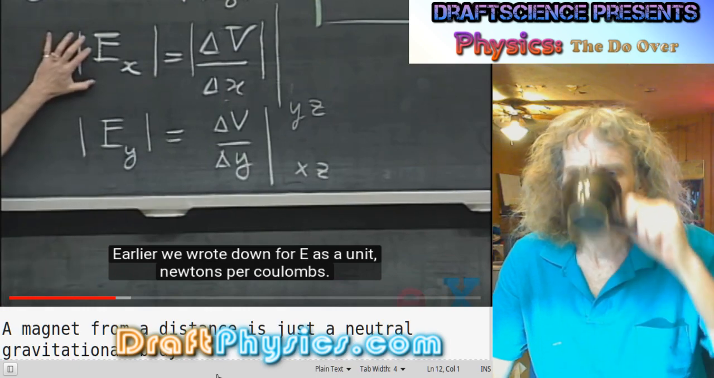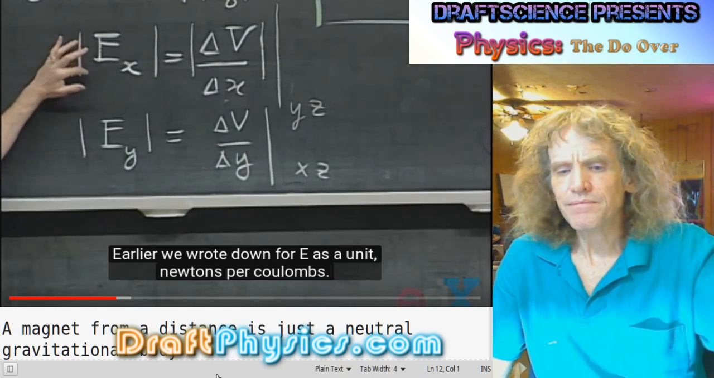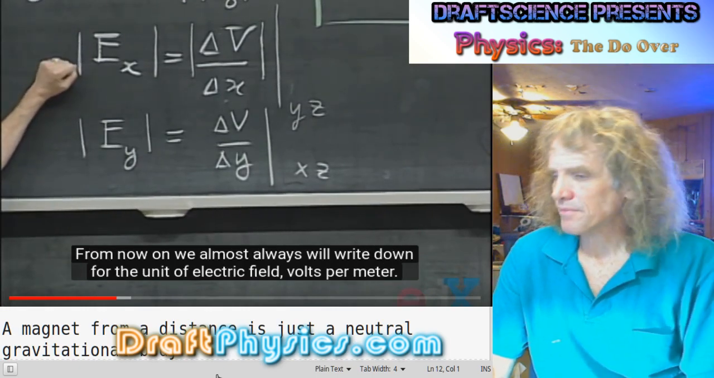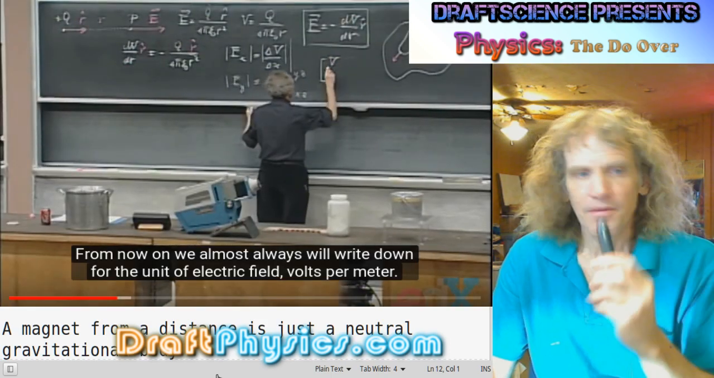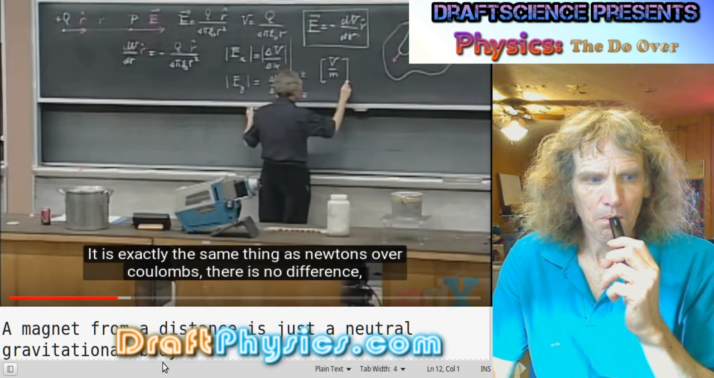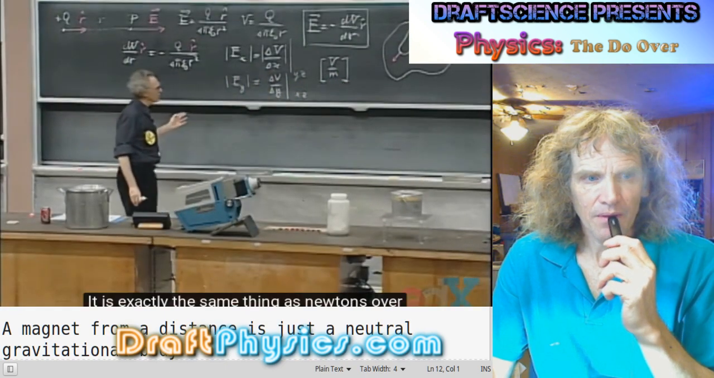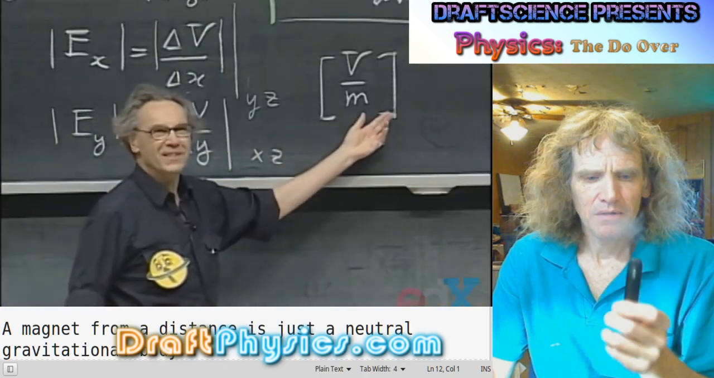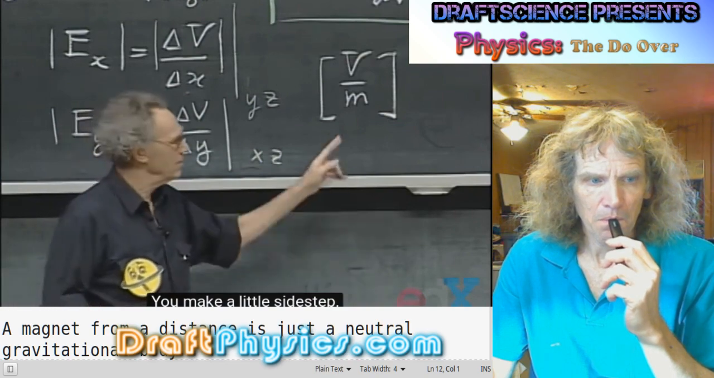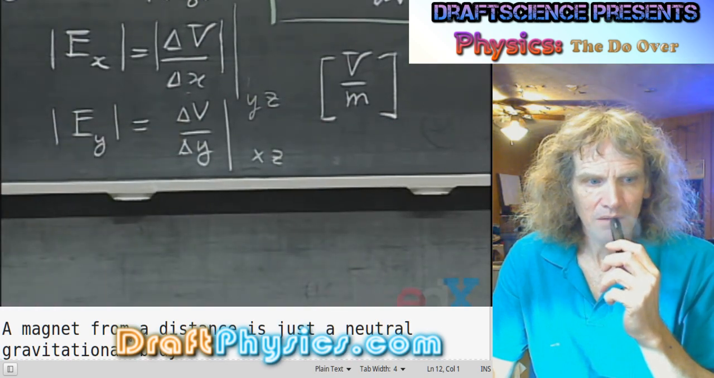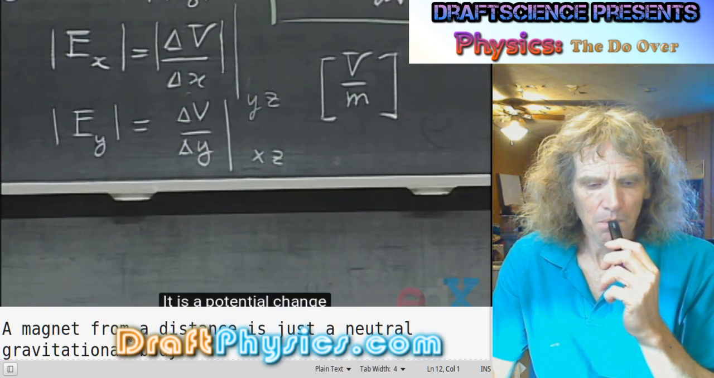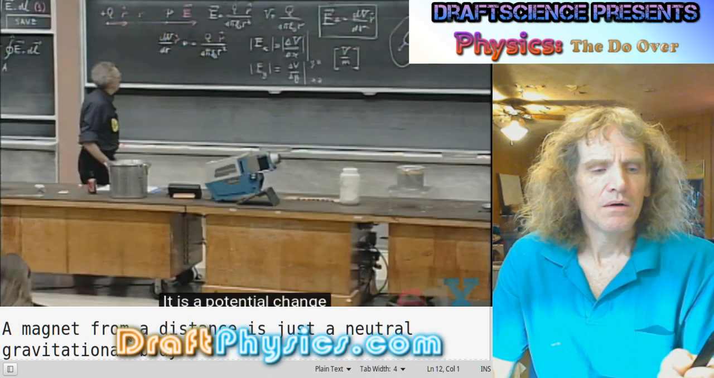Earlier, we wrote down for E the unit newtons per coulomb. From now on, we almost always will write down for the unit of electric field volts per meter. It is exactly the same thing as newtons per coulomb, there's no difference. But this gives you a little bit more insight. You make a little sidestep in meters, and you measure how much the potential changes. It's volts per meter. It is a potential change over a distance.